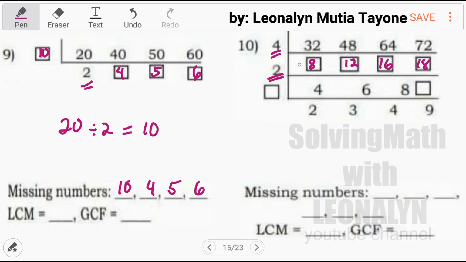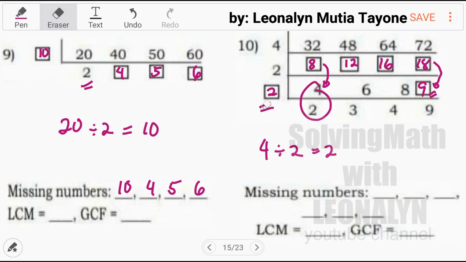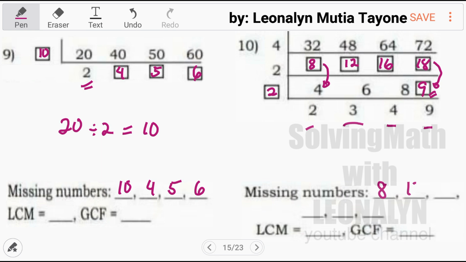Uulitin ko, ito yung pang-divide. So, therefore, ganun din ang gagawin natin sa next. Ito lang naman yung missing. So, 18 divided by 2, and this is 9. Next, hanapin natin yung pang-divide. Paano hanapin? Ito lang. 4 divided by 2, and this is 2. So, therefore, ito ay 2. So, next, okay na, kasi lahat naman meron na dyan. So, ang missing numbers are 8, 12, 16, 18, 2, at saka 9.